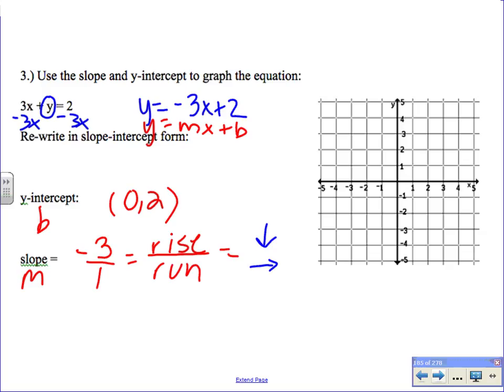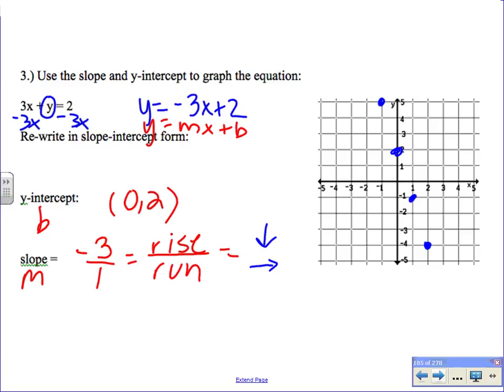Down 3, 1, 2, 3, to the right 1. Down 3, 1, 2, 3, to the right 1. How do I get the opposite point? So over here. Alexis. Right, up 3, 1, 2, 3, and to the left one. I'm doing the exact opposite. So up 3, to the left 1. When I connect all of those, my line should look like that.